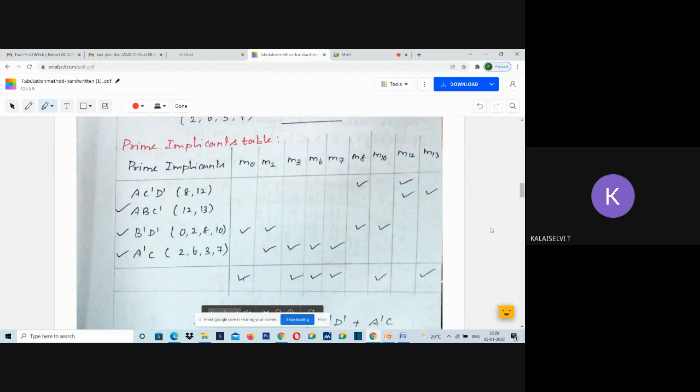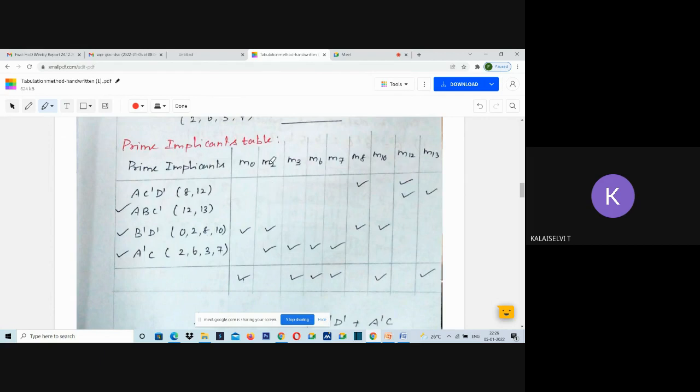So after marking the tick marks, we have to consider the columns which are all having only one tick mark. See here, this M0 column is having only one tick mark, so we can make a mark here. And M3 is having only one tick mark, here we are making a tick mark. For M6 also, M7, and M10, M13, right? So the columns which are having only one tick mark have to be considered here.